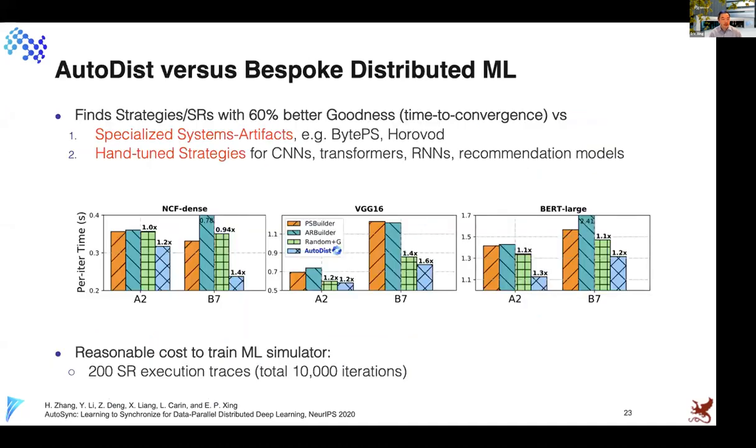So here is a comparison of the AutoDist technology that I described versus the bespoke distributed machine learning based on either specialized system artifacts or hand-tuned strategies. And you can see that in different types of deep learning models, the AutoDist technology does have an advantage in all these cases by saving time, sometimes up to 60% better in terms of goodness.